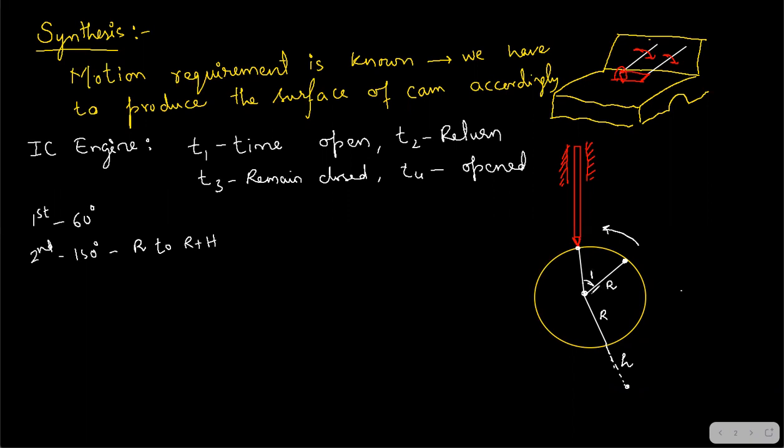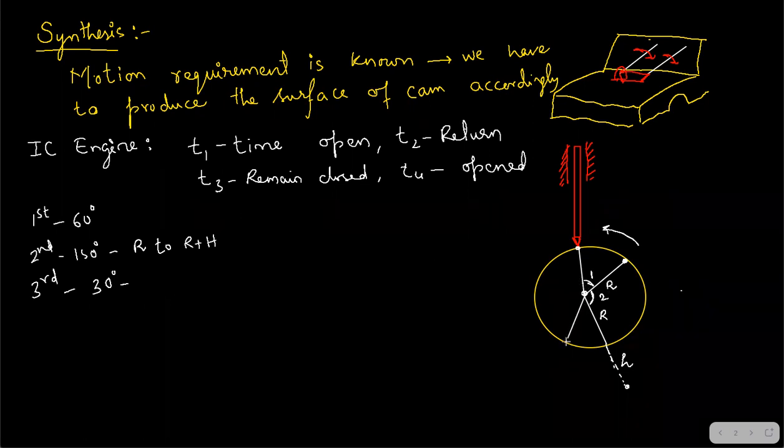So this is the first portion, I'm going to write 1, and this is the second portion, I'm going to write 2. The reference is over here. And for the third portion, I'm going to take 30 degrees. After rising, after opening the valve, the follower has to stay in the same position. Let's take the next 30 degrees.